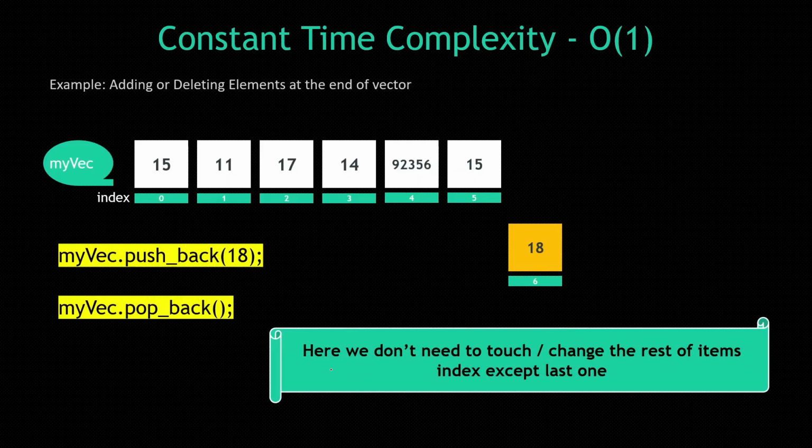Here we don't need to touch or change the index of the rest of the items except the last one. The indexes from 0 to 5 still remain the same. We only change the last item. So the operation happens only once. So this is also constant time complexity O(1). No matter what the value of n, it will require only one operation to add or delete an item.